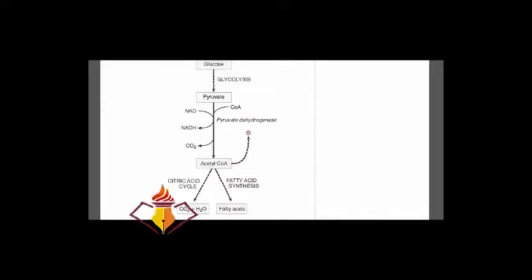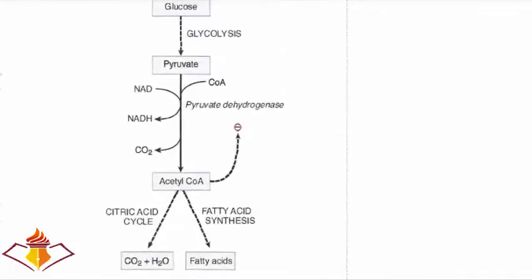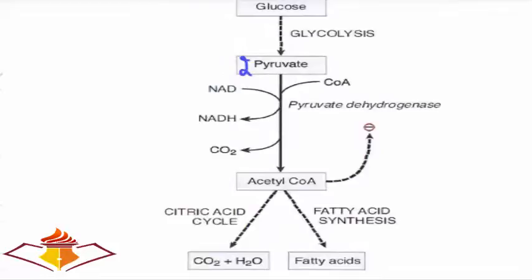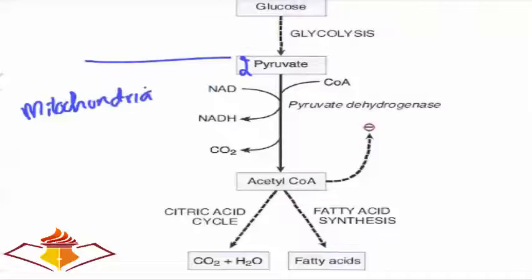So now we move forward to the link reaction. We got pyruvate from glucose during glycolysis, and now this pyruvate enters into the mitochondria. These reactions are happening in the mitochondria. Pyruvate is oxidized to acetyl-CoA.